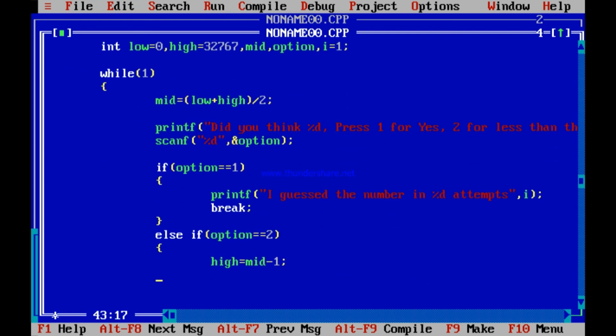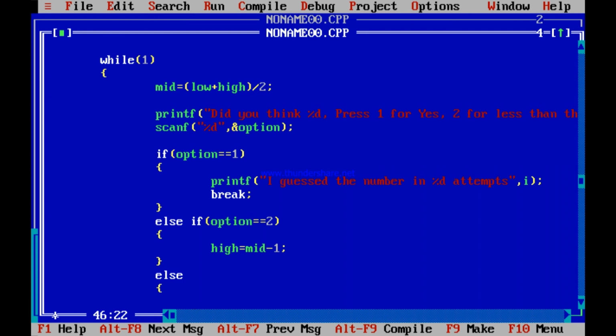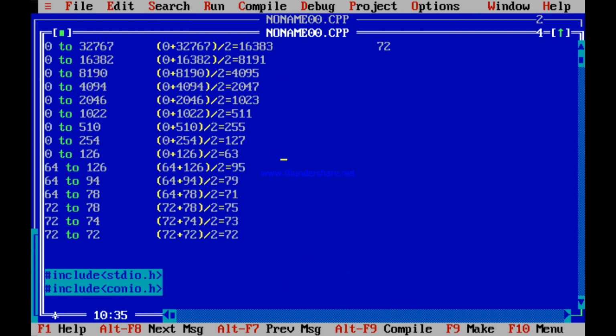Else, what is the other option? Else if option is equal to 3, then what to do? Or you can avoid this, you can take anything else. Say the user does not enter 3, the user enters 4 by mistake. Still you take it to be more than that. So 1 for equal, 2 for lesser, anything else you assume is greater than that. What will you do? Low is equal to mid plus 1. Why? Check out. Say this example. When I reached 63, I asked the user, did you guess 63?